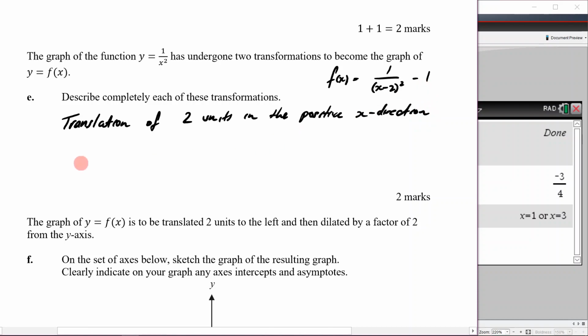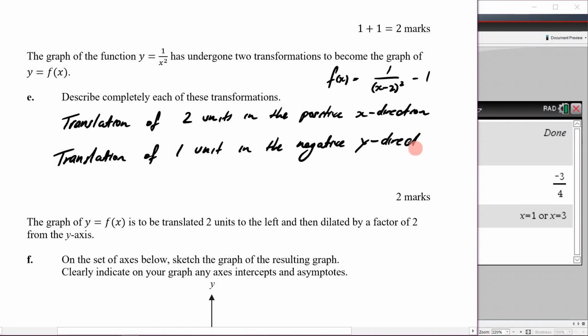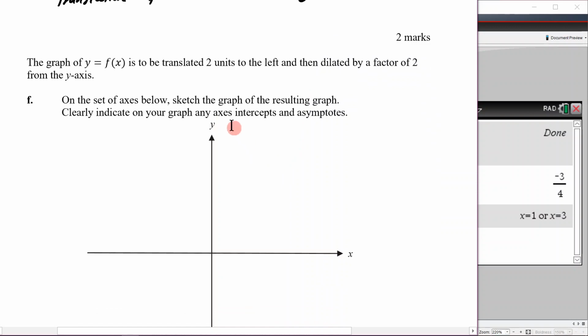And then this minus 1 is telling me that I have another translation of 1 unit in the negative y direction. Or, to put it simply, this 2 is telling me that I'm moving 2 units right, and this negative 1 is telling me that I'm moving 1 unit down. But make sure you use the word translation of 2 units in the positive x direction, translation of 1 unit in the negative y direction. We're being very formal to get those full 2 marks there.